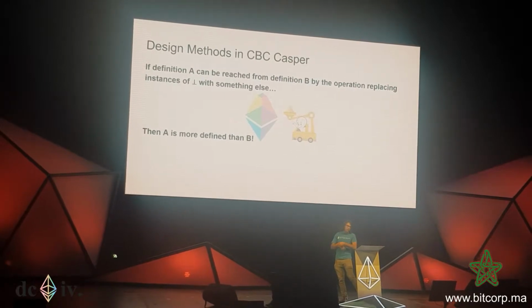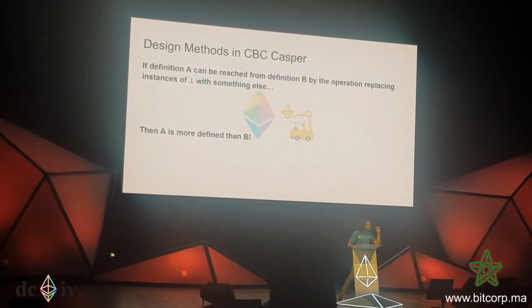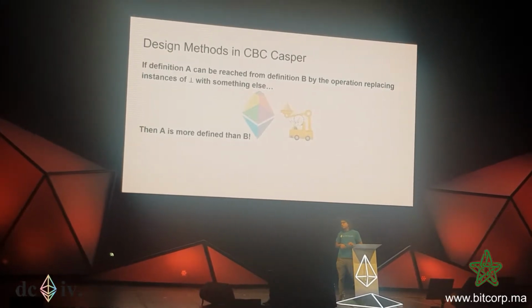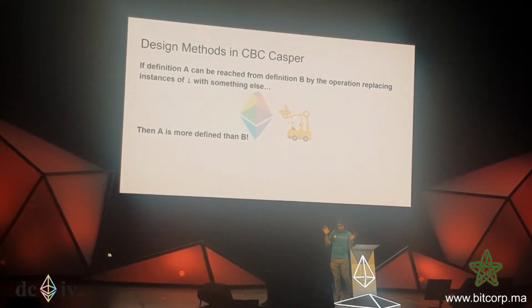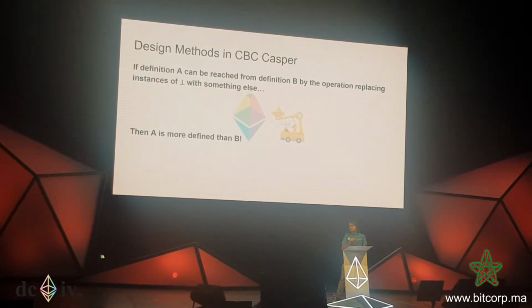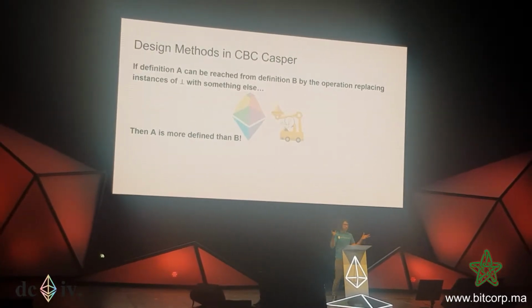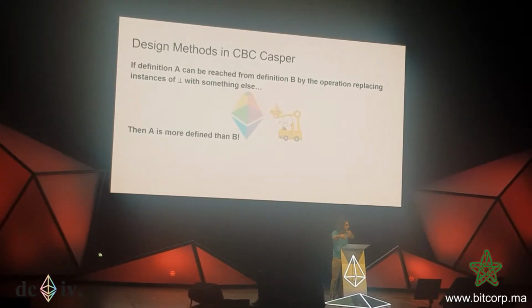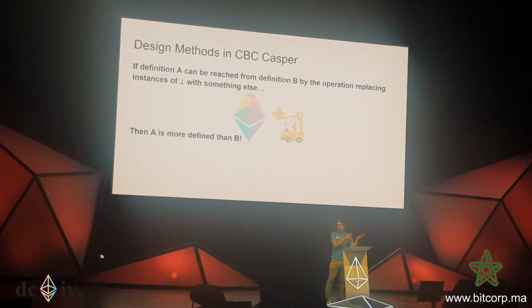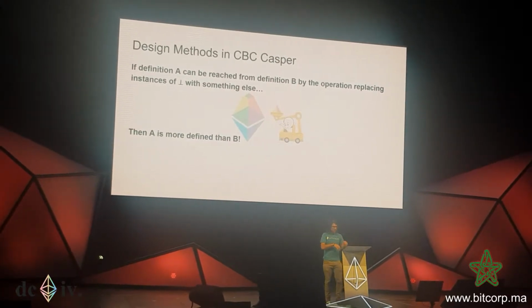So if A is a definition that can be reached from a definition B by replacing an undefined term in B with something that's defined or something else, then A is more defined than B. So basically, if I have a definition with some undefined term in it, and I can replace it to get some other definition, then that other definition is more defined than the initial definition. So I'm going to give some examples.